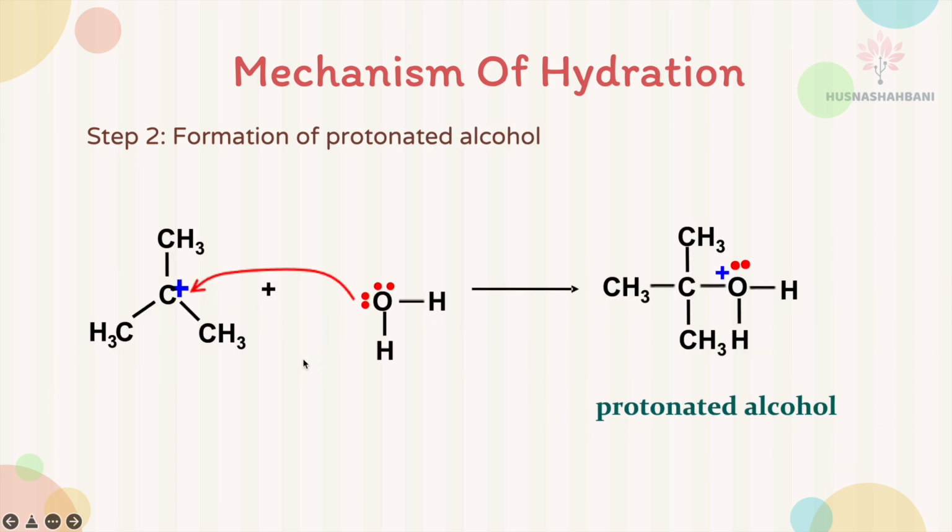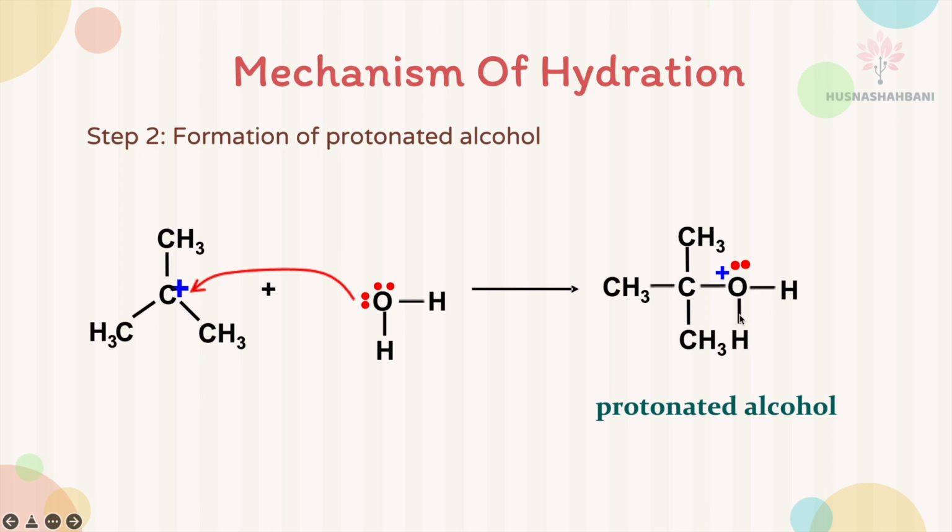Step number 2 is the formation of protonated alcohol. In the water now, oxygen is the nucleophilic site because it is rich in electrons. So the oxygen in water will use one of its lone pairs to form a bond with the carbon. So this lone pair attacks the electrophilic site of the carbocation, forming a bond, making protonated alcohol. Protonated alcohol means an OH group with one extra hydrogen. So this is protonated alcohol.